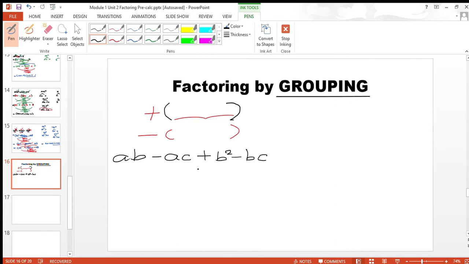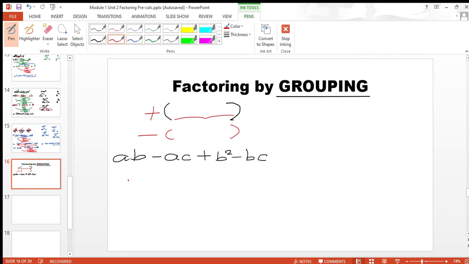Factoring by trial and error method will also not work because factoring by trial and error method normally works for trinomials that are not perfect square trinomials. Okay, therefore, if those basic types of factoring will not work, let's now introduce factoring by grouping.